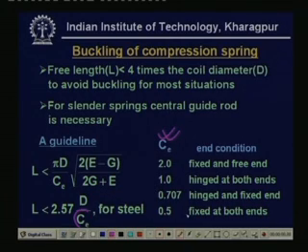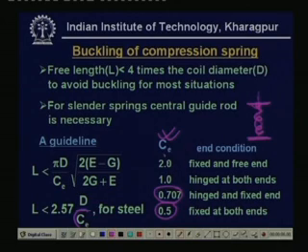Now, fixed at both ends means what? That means you are placing some sort of plates through which the spring is being compressed. So, you get a 0.5 for plates at both ends, hinge at one end and a plate at the other end is 0.707, and hinged at both ends, and fixed at one end and free at the other end. That is the reason, if you look at all the engineering applications, that mostly you will find these situations. That is why I have used the word: the free length should be less than 4 times the coil diameter to avoid buckling for most situations.